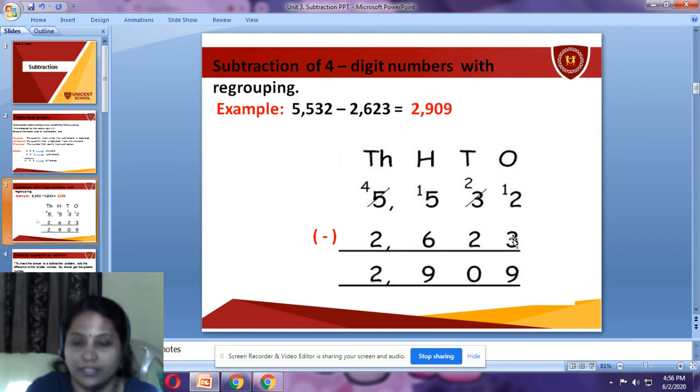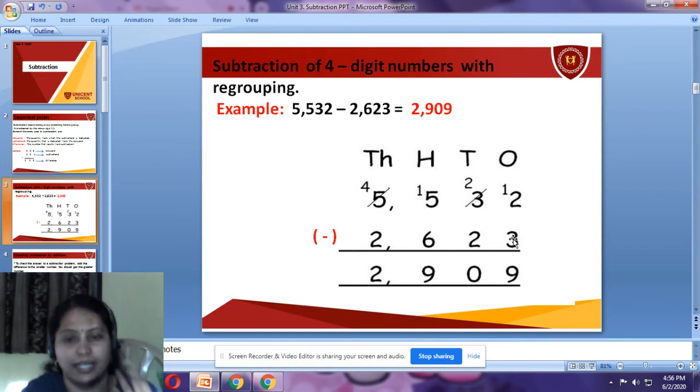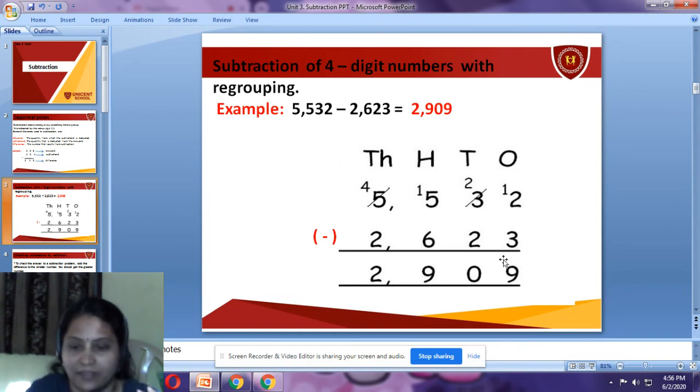Okay, so after 3, 4, 5, 6, 7, 8, 9, 10, 11 and 12. So what is the number that we got, children? 9. Yes, we have to write 9 here, in ones place. So 12 minus 3 is 9.